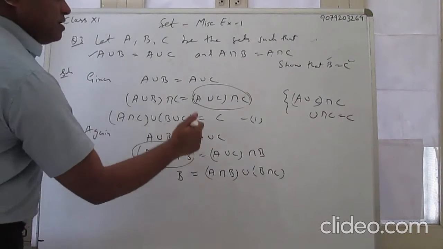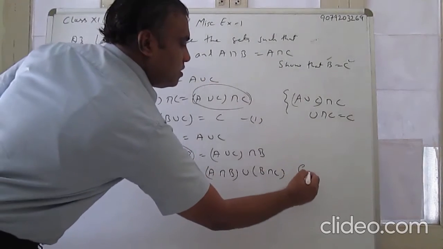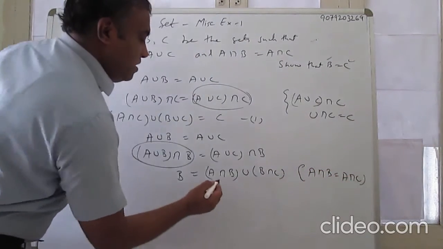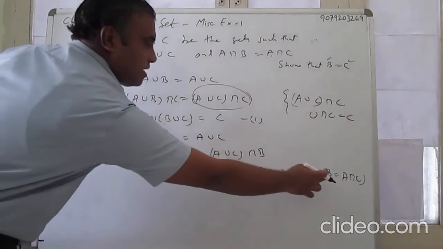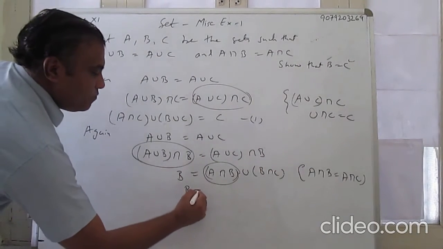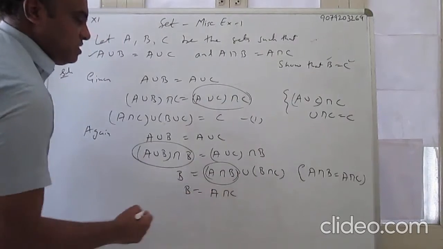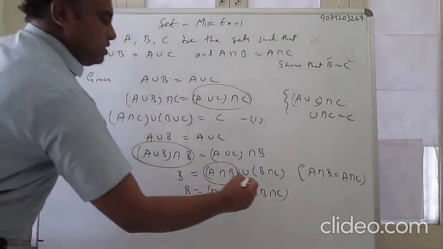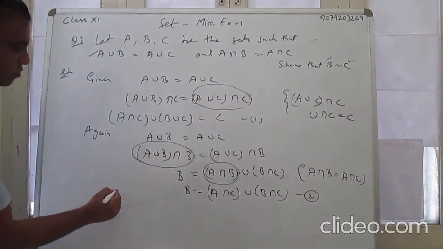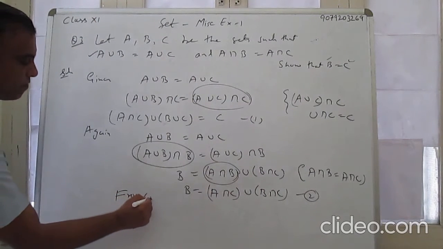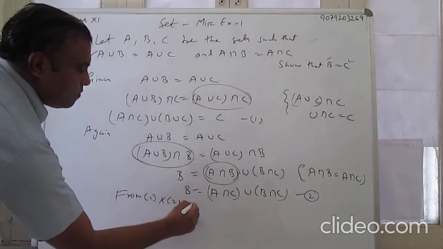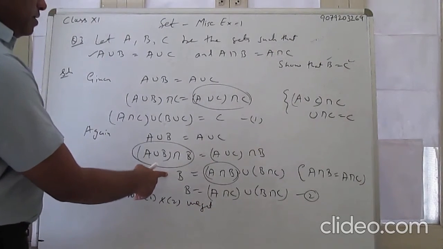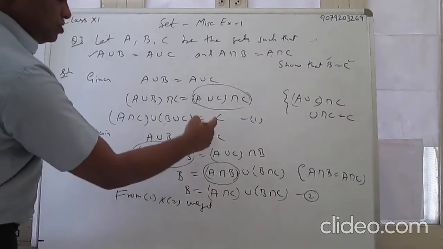Now here, see in the first equation it is A intersection B, and here it is also A intersection B. Either C or B, so we use this relation: A intersection B is equal to A intersection C. So in place of A intersection B, you will put A intersection C, B is equal to (A intersection C) union (B intersection C). This is equation 2. From 1 and 2 we get A is equal to B, B is equal to C.